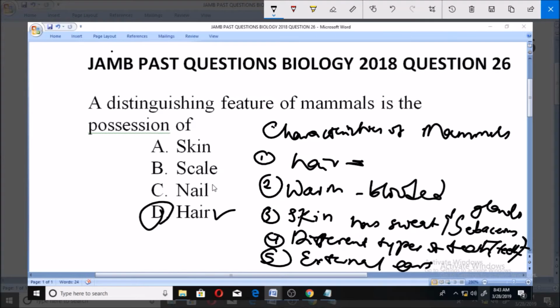You can see other organisms having nail, you can see others having scale. Mammals and most organisms have skin, but you see this here is a distinguishing feature of mammals. The possession of hair is a distinguishing feature of mammals, and that makes option D the correct answer.